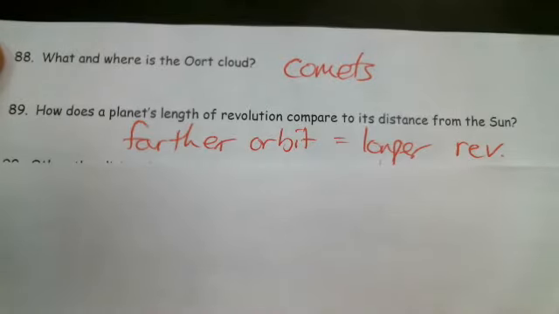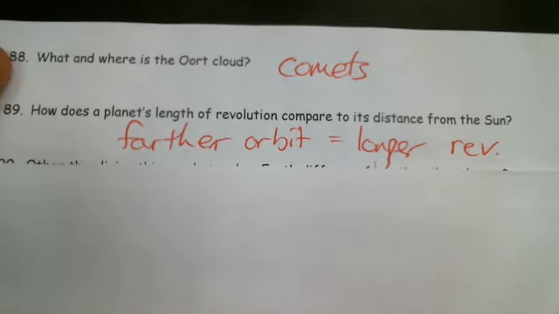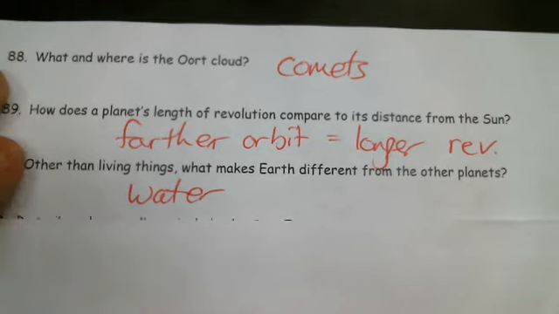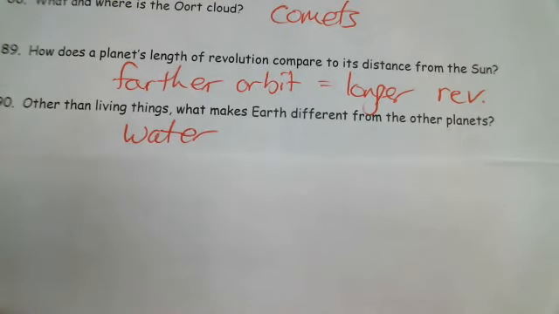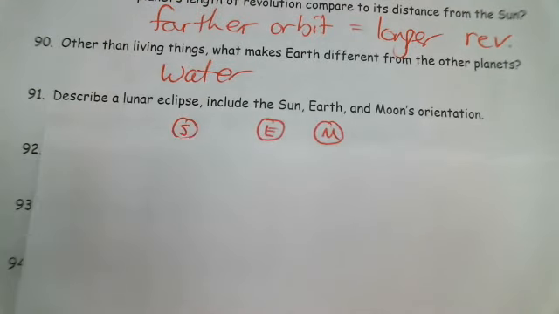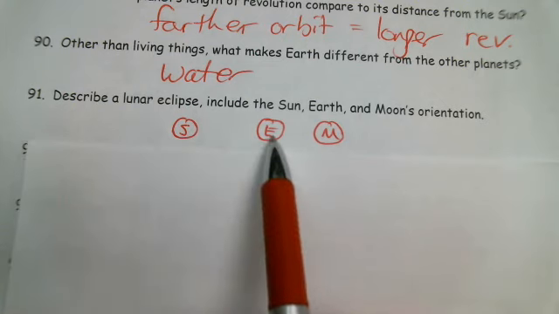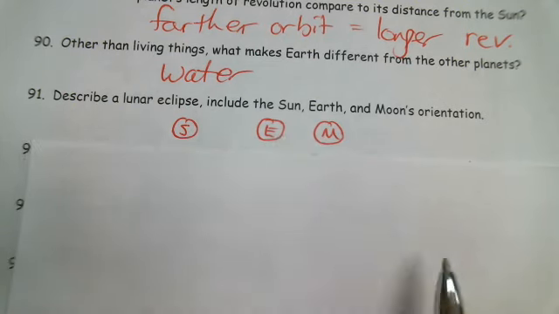Number 89. As we get farther out away from the sun, the orbit is farther out, we have longer revolution time. Number 90. The Earth is the only place that we know of that has liquid water. Number 91. To have a lunar eclipse, the Earth gets in the way of the sun shining on the moon. The Earth is in the middle.